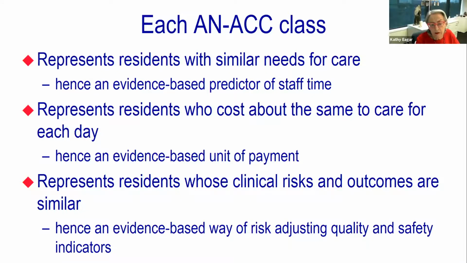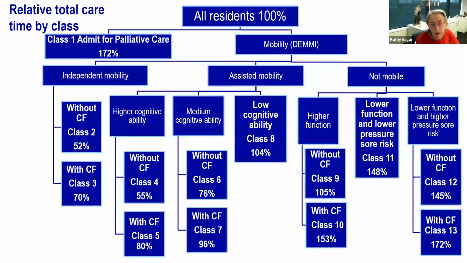You can now use these 13 classes. On this slide, I've got the same 13 classes from before, but I've actually now added a percentage. If the average staff time is 100%, have a look at class 1. On average, people in that class get 72% more staff time than the average. And if you look at class 2, people in that class get only half, 52% of the staff time.